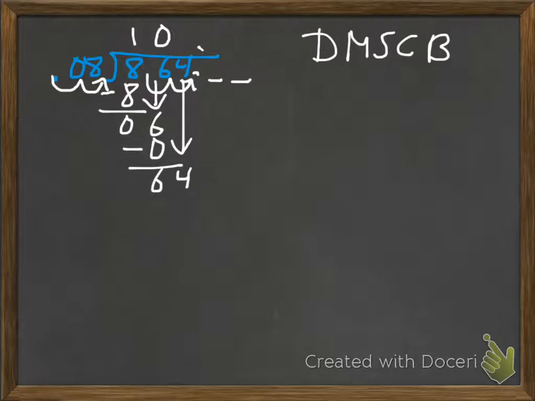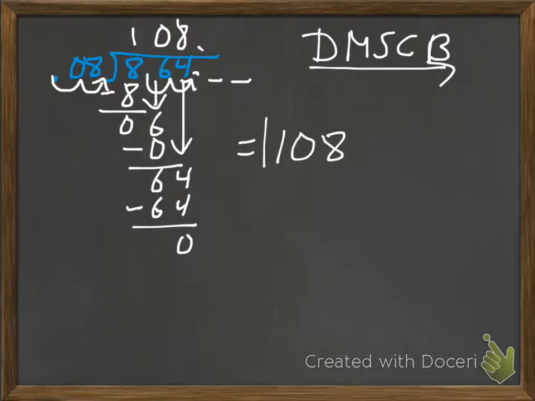We're starting over. Does McDonald's sell cheeseburgers? So we divide, 8 goes into 64 8 times. When I multiply, 8 times 8 is 64. When I subtract, I get 0, and there's nothing else left, so there's no sense continuing, and that is my answer. The answer is 108.